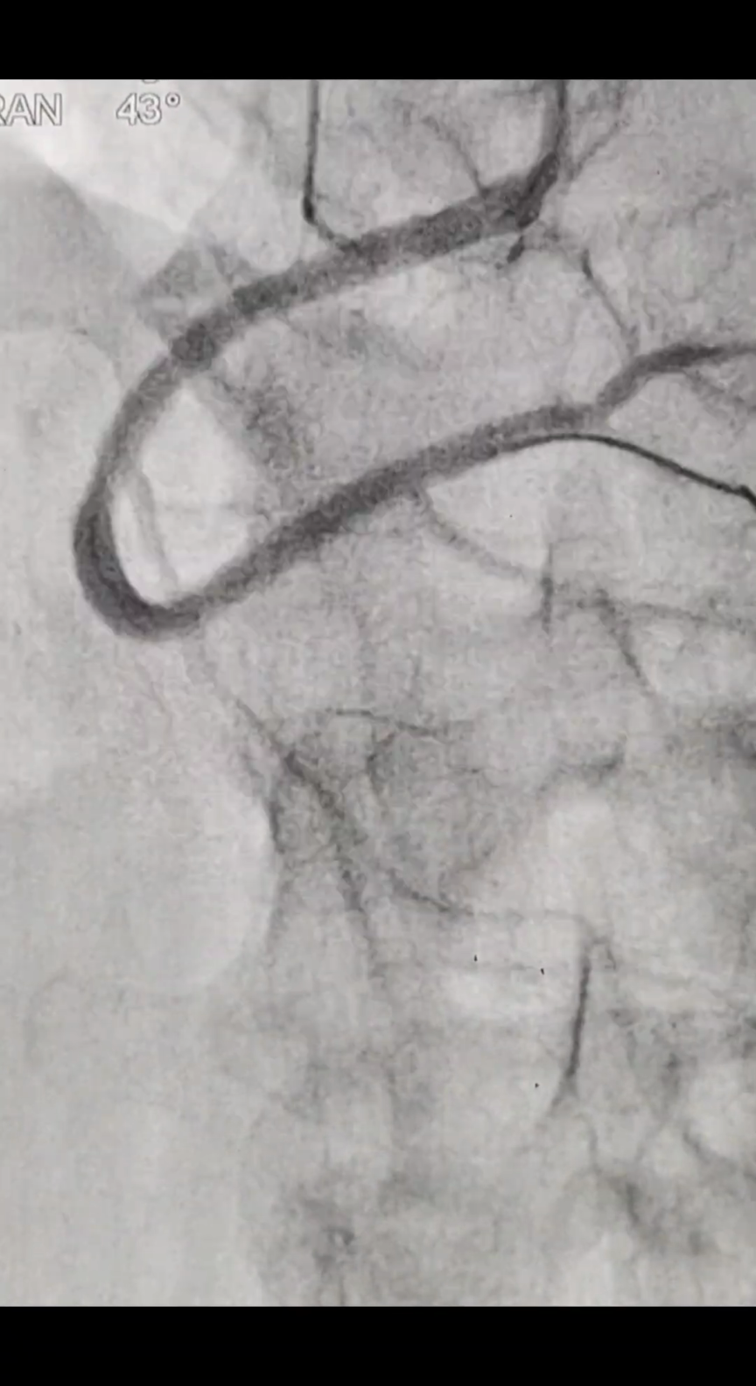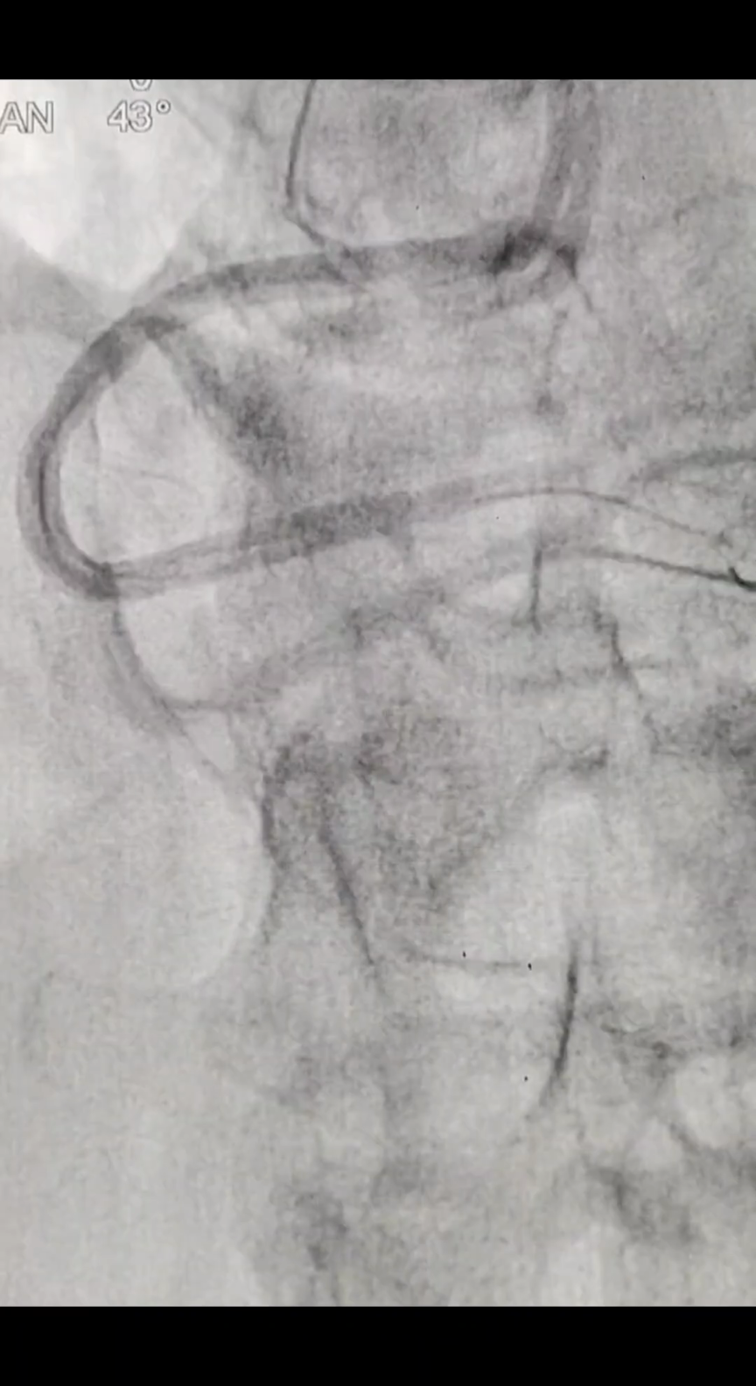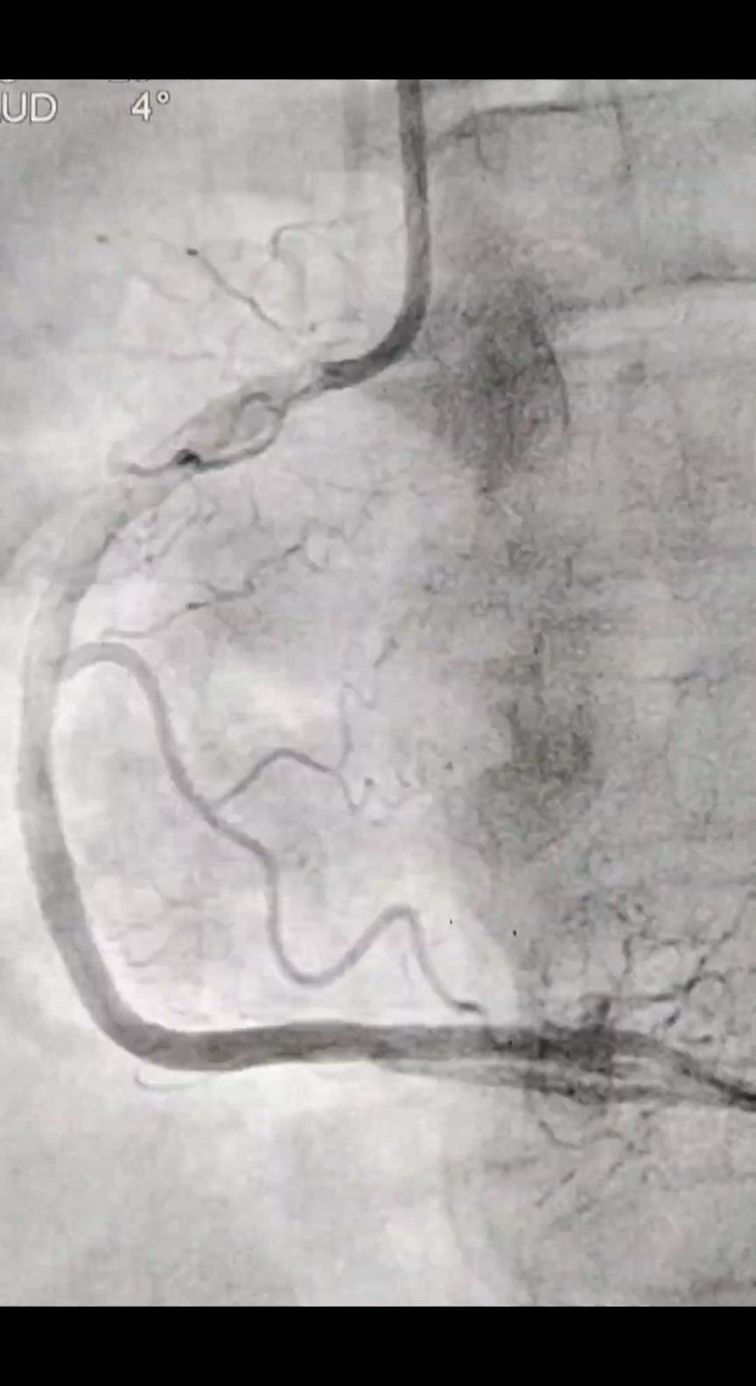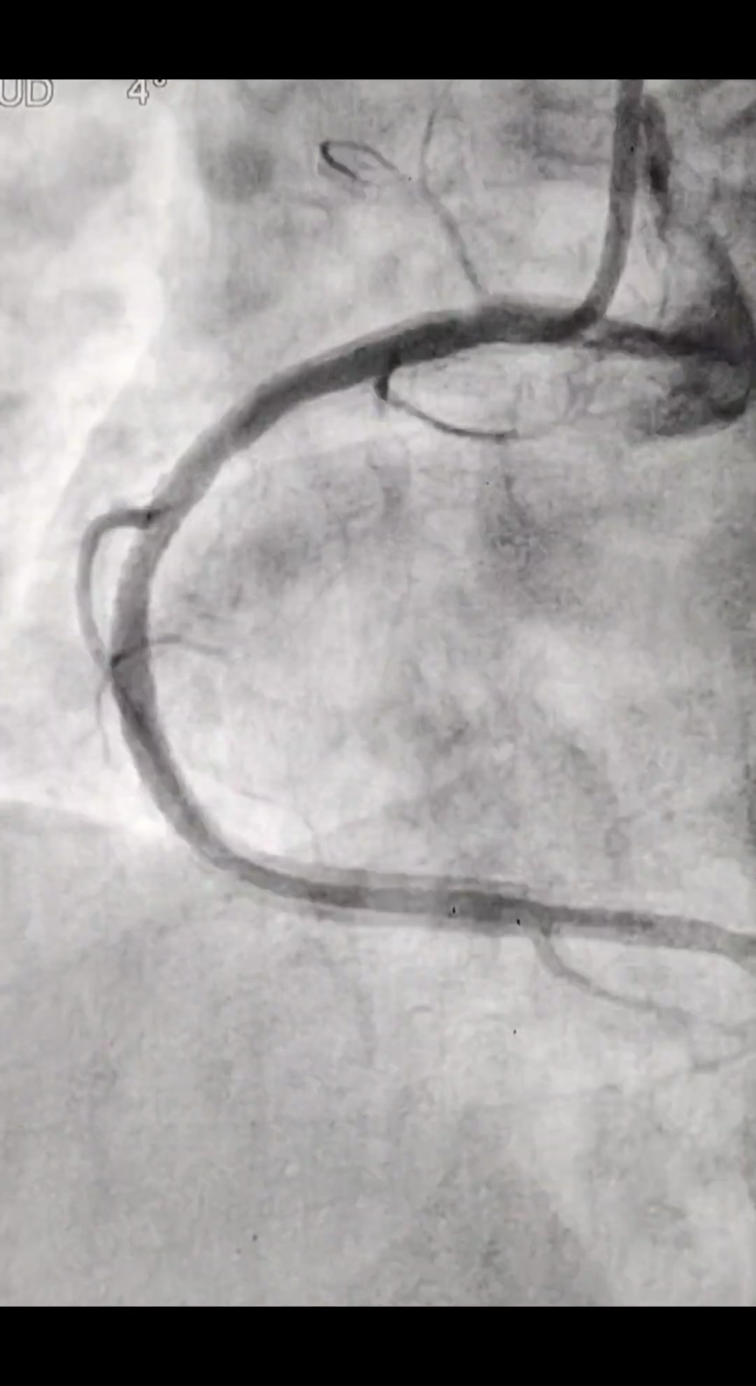This is the picture after NC, and you can see the RCA with TIMI 3 flow. This is a without-wire shot, and this is the RCA angioplasty in this 99% stenotic RCA. Then we went ahead with the left system, because the patient was very stable, BP was normal, everything was normal.